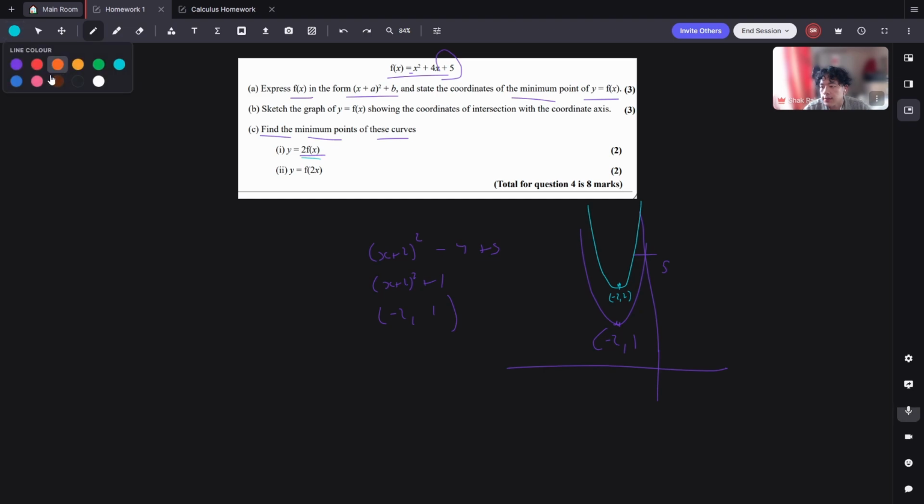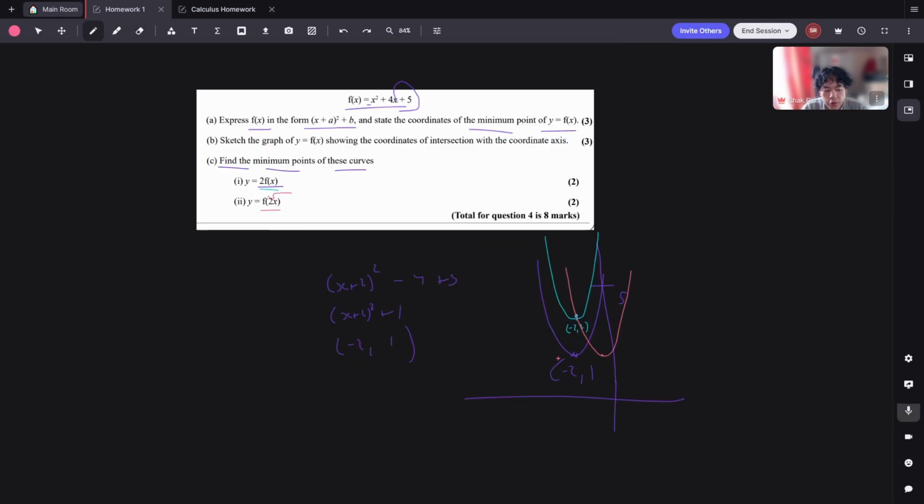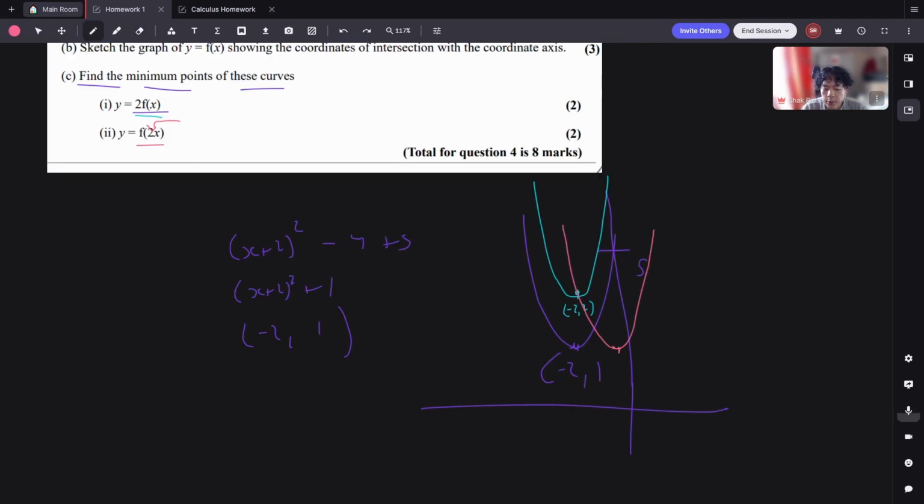This one is actually a horizontal change, because it's on the inside it's going to affect the x values, and it's a horizontal compression of 2, so it's going to be half as big. So it'd be -1, and at the same height it'd be -1, 1, so it would look something like this. You don't need to sketch this, you just need to find the minimum point, and this minimum point is going to be -1 and 1.